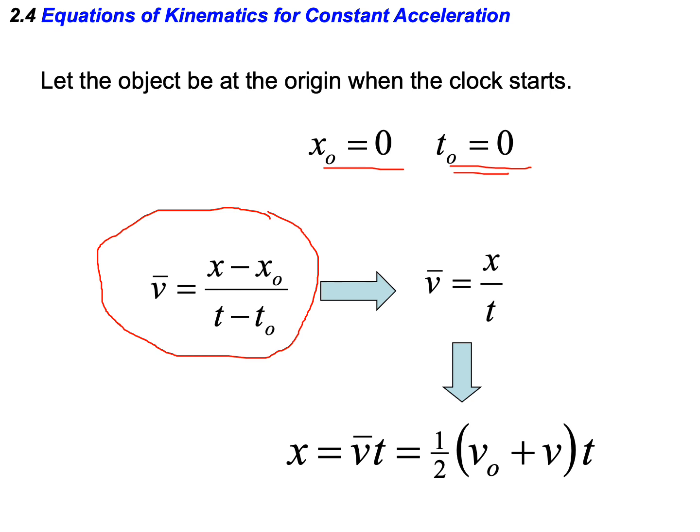And when you make x naught and t naught 0, you don't have these two in your equation anymore, so you end up with v equals x over t. So you can rearrange this equation: x is equal to v times t. You just cross multiply, and average velocity v bar is equal to initial velocity plus final velocity divided by 2. So it's average, final plus initial divided by 2 times t. So we have an equation now.